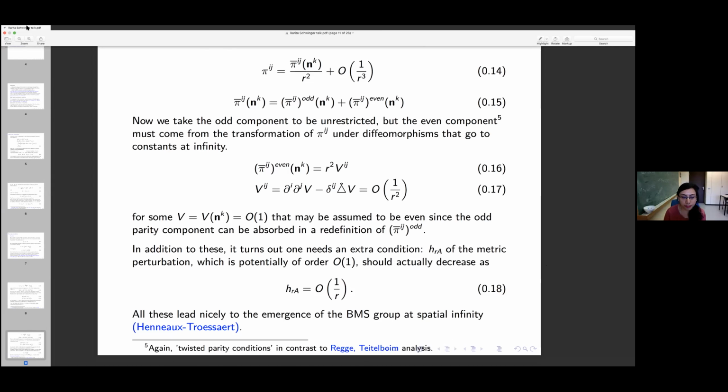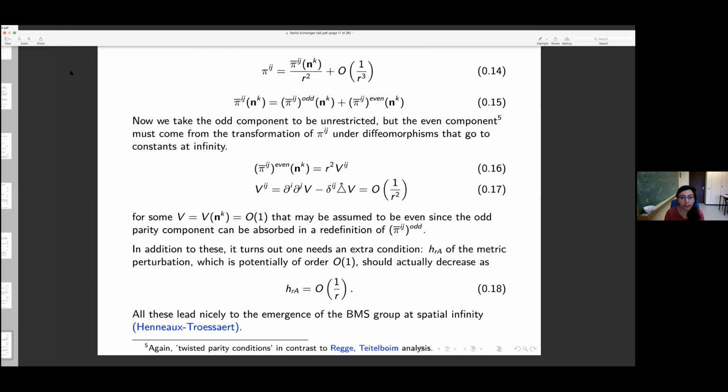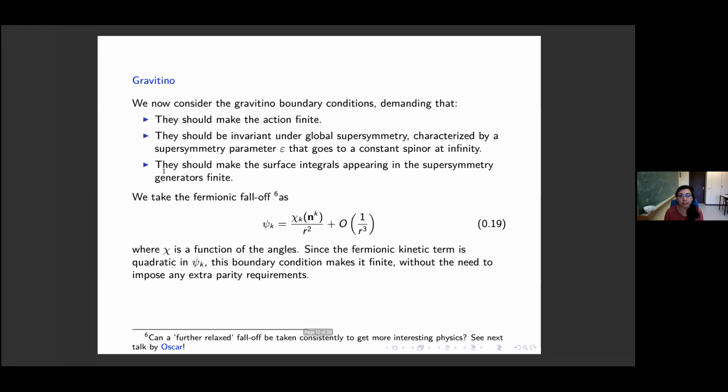So after imposing all these technical conditions, they showed that it leads nicely to the emergence of the BMS group at spatial infinity. So this is all about the graviton. Now let us turn to the gravitino.